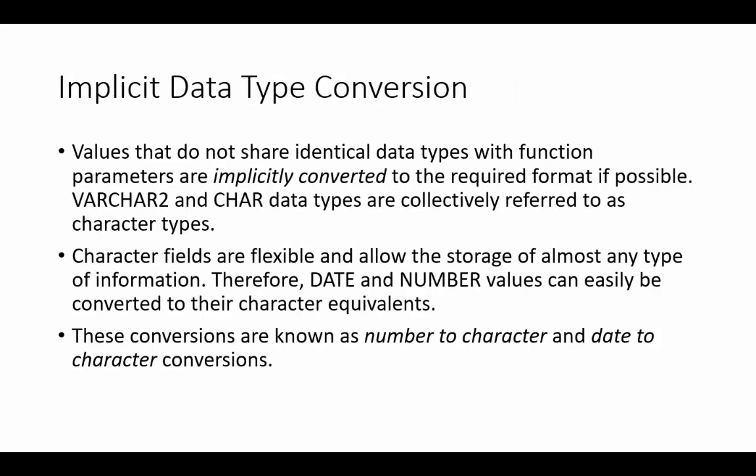In implicit data type conversions, values that do not share identical data types with function parameters are implicitly converted to the required format if possible. Varchar and char data types are collectively referred to as character types. Character fields are flexible and allow the storage of almost any type of information. Therefore, date and number values can easily be converted to their character equivalents. These conversions are known as number to character and date to character conversions.